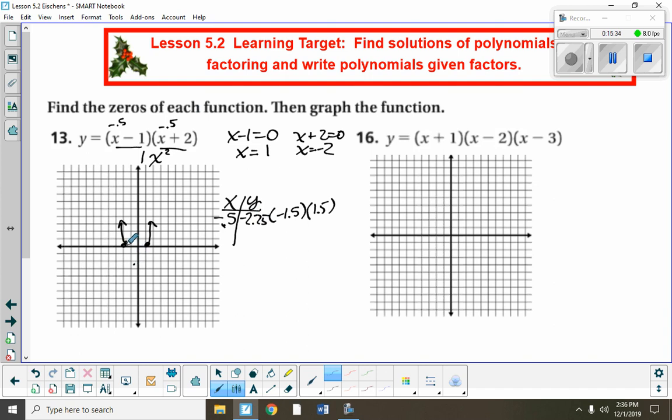So right about there. So that's how that's going to look. In the next problem, we will find the zeros. So this is going to be a negative 1, a positive 2, and a positive 3 if we set each of those equal to 0.